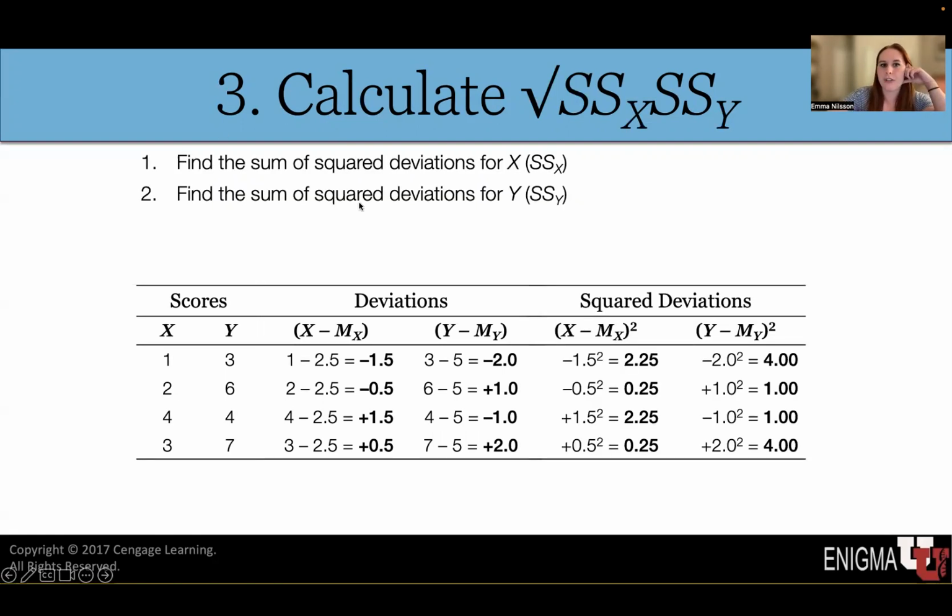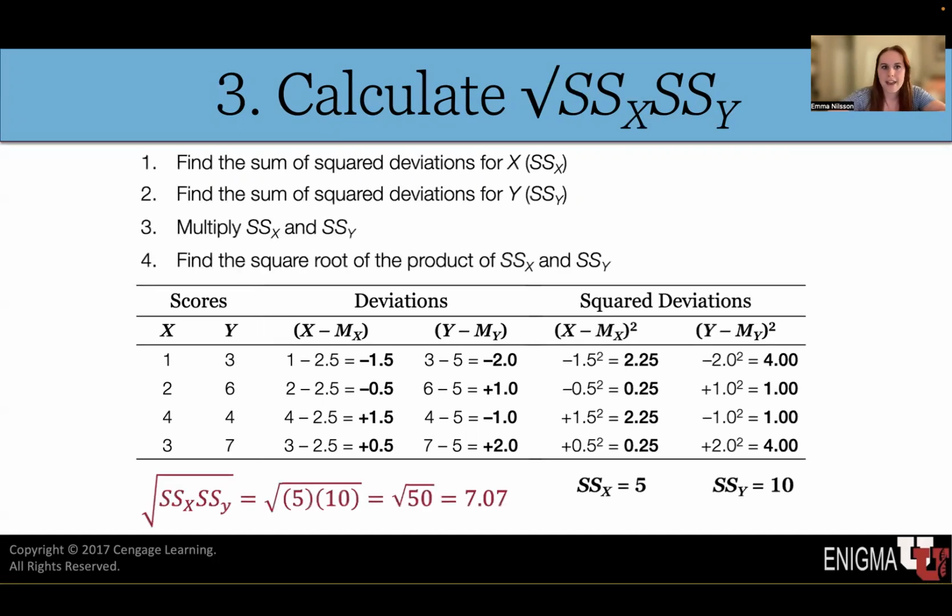First step is you're going to find the sum of squared deviations for X and the sum of squared deviations for Y, which we are very familiar with how to do, right? We've done that in every single hypothesis testing we've done thus far.